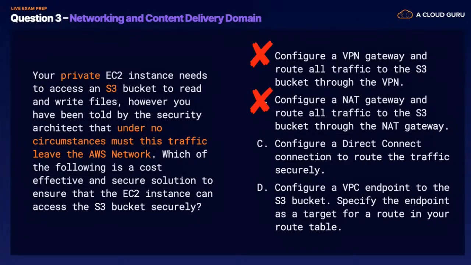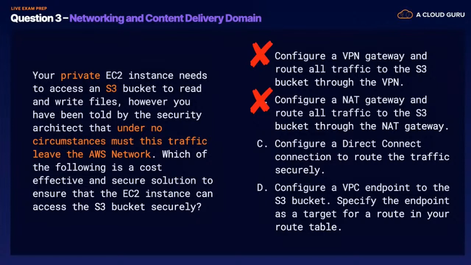Then answer C, use Direct Connect to route the traffic securely. Well, it's not possible to use Direct Connect in this way. Direct Connect provides an alternative to using the internet, but it's used to connect to instances in your VPC from your own data center. It can't be used to give you access to S3.